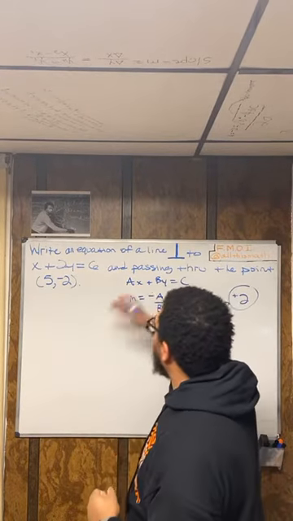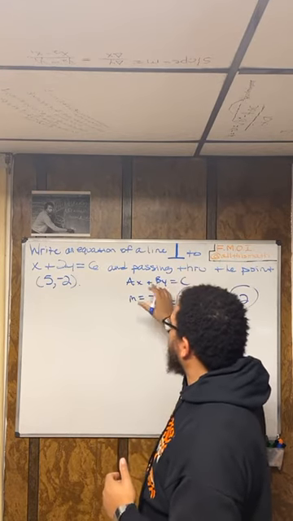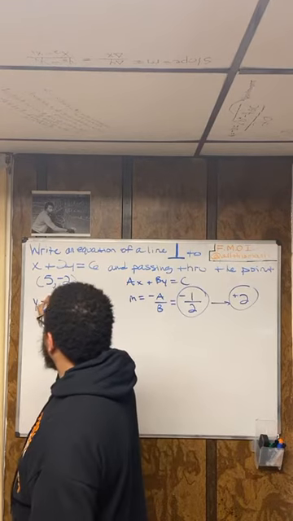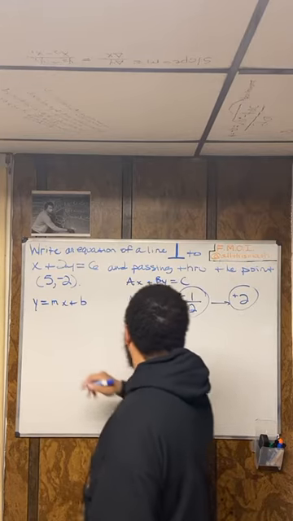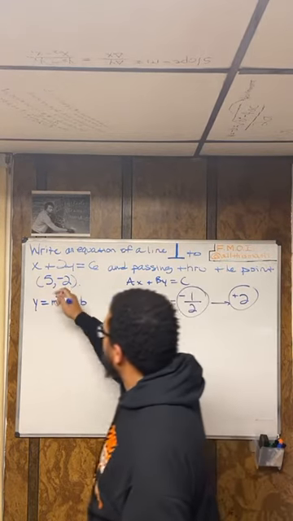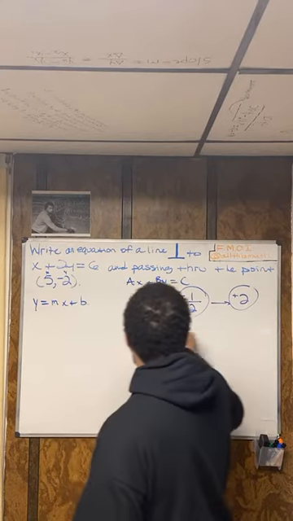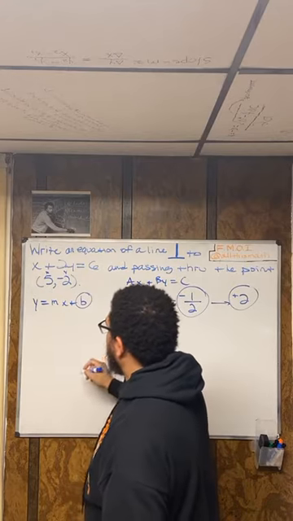Now we need to find an equation, right? So I'm not going to use the standard form to find the equation. I'm going to use the slope-intercept form, which looks like this: y equals mx plus b, right? And then I'm going to plug in this x value and this y value, and I'm going to use this for m in order to solve for b, right?